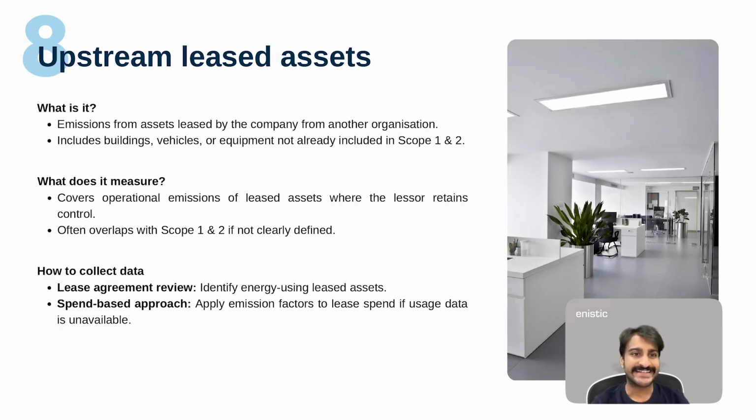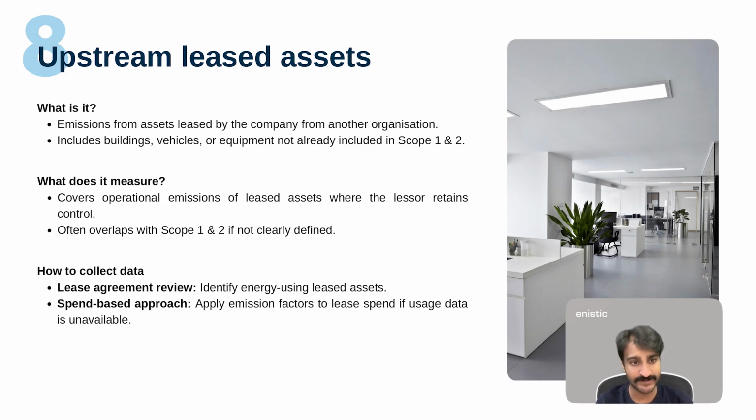Next, we have upstream leased assets. These are emissions from assets leased by the company from another organization. It includes buildings, vehicles, or equipment not already included in Scope 1 and 2. It covers the operational emissions of leased assets where the lessor retains control, but it often overlaps with Scope 1 and 2 if it's not clearly defined.